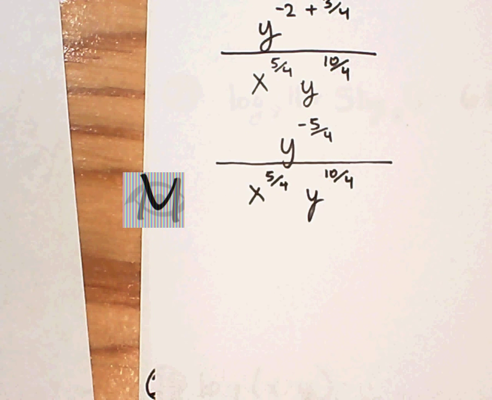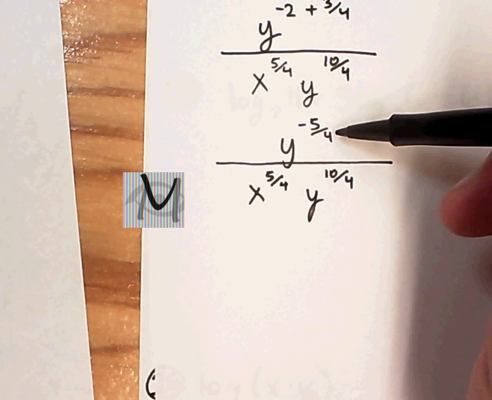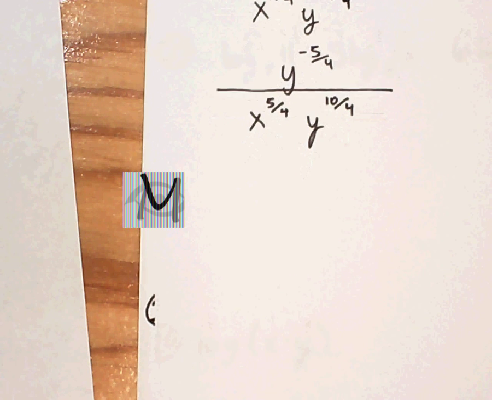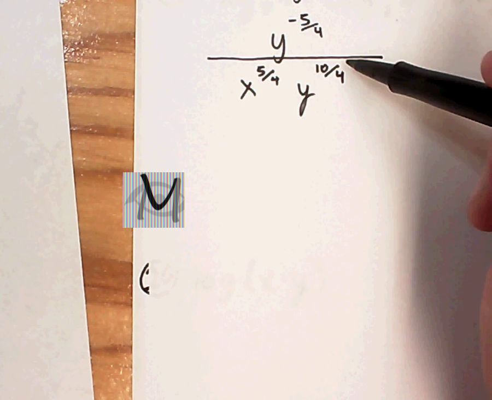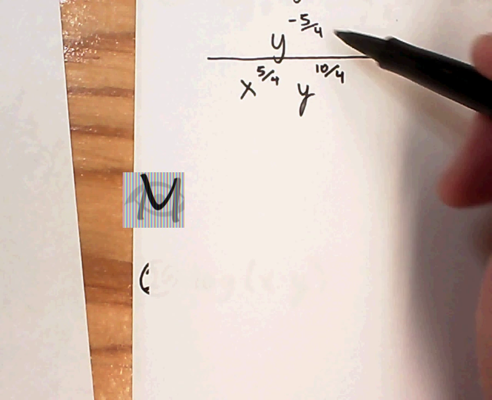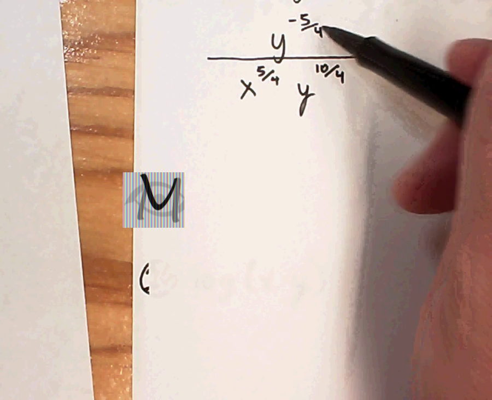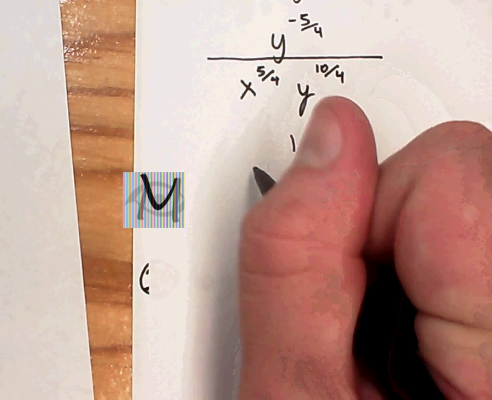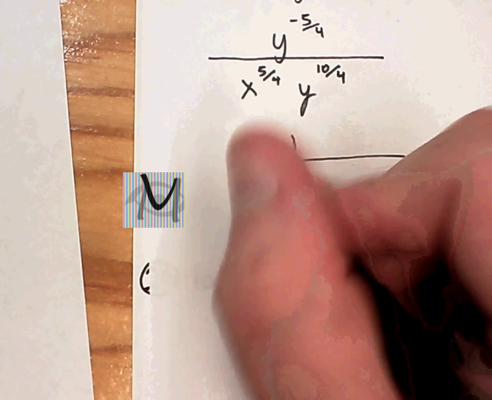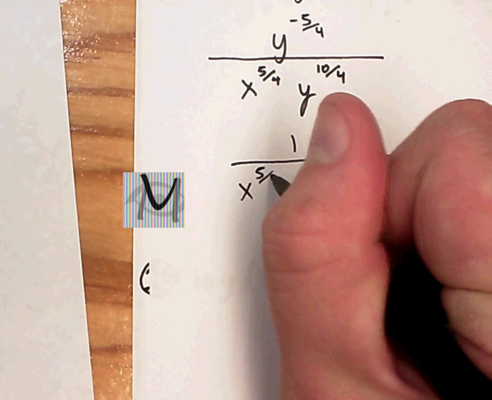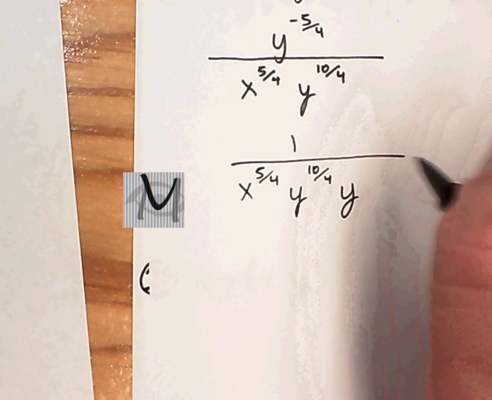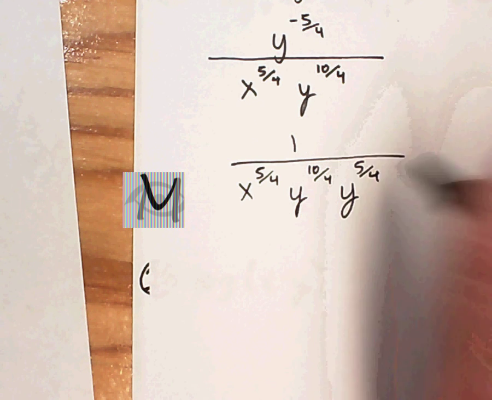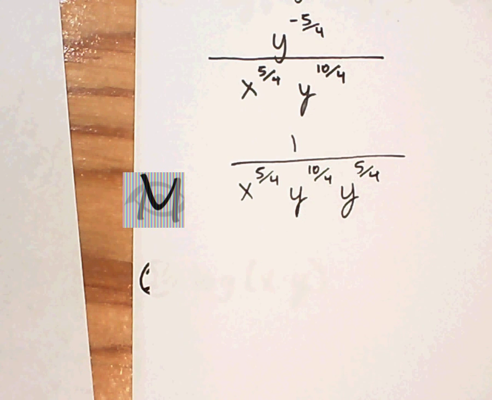Okay, the next thing I'm going to do, we do have this negative in the numerator. We need to bring it to the denominator. So at this step, what do I do to make it positive? Well, I bring it to the denominator. So it's going to be 1 at the top. The 1 is like a placeholder. So it's x to the 5/4, y to the 10/4, and then it'll be y to the positive 5/4, because I brought it to the denominator.